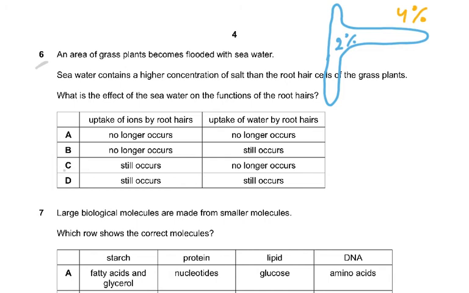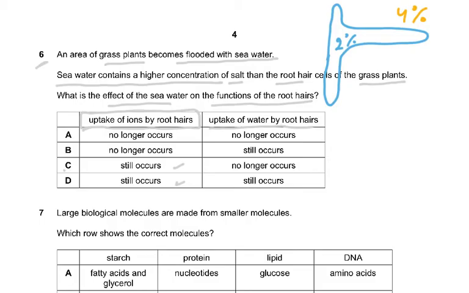Question 6. An area of grass plants becomes flooded with seawater. Seawater contains a higher concentration of salt than the root hair cells of the grass plants. Now imagine this: 2% inside, 4% outside the root hair cell. Now what is the effect of the seawater on the function of the root hairs? Now the first heading is uptake of ions by root hairs. That will always occur. Why? Because that is active transport, it's not on a concentration gradient, so it can be either C or D.